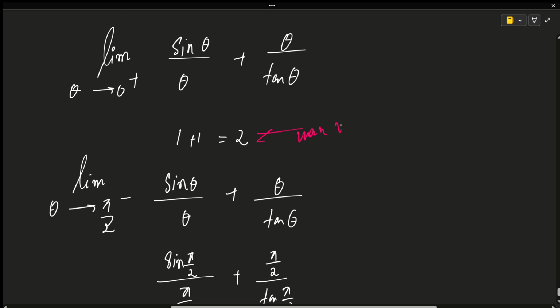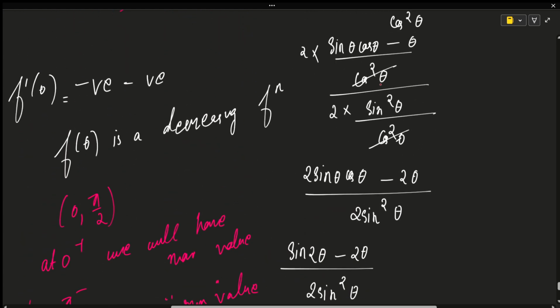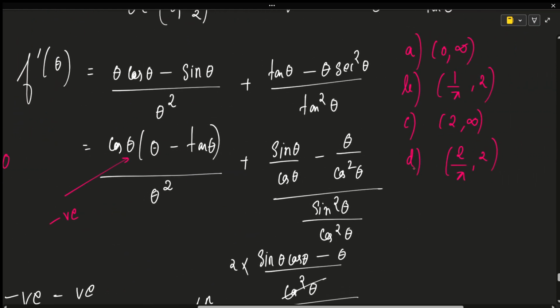Now the range is minimum to maximum value, right? So if you check your options, option number D is going to be correct.